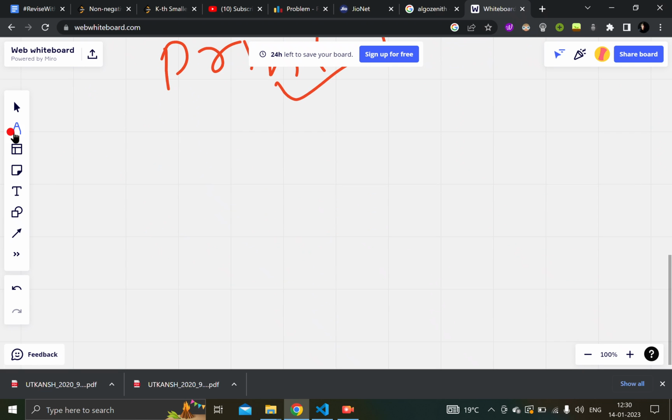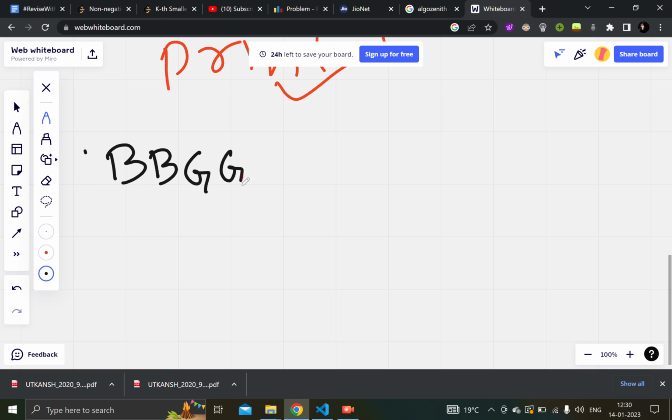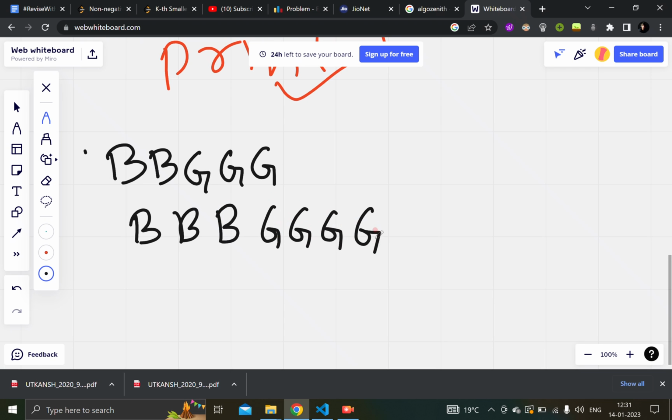Okay, now let's see another condition, when the number of boys and the number of girls differ by only one. Let's say there is boy, boy, girl, girl, girl, or we can say a case like boy, boy, boy, and girl, girl, girl, girl. What are the possible arrangements in this case, such that no two same genders are adjacent to each other? What comes to your mind?